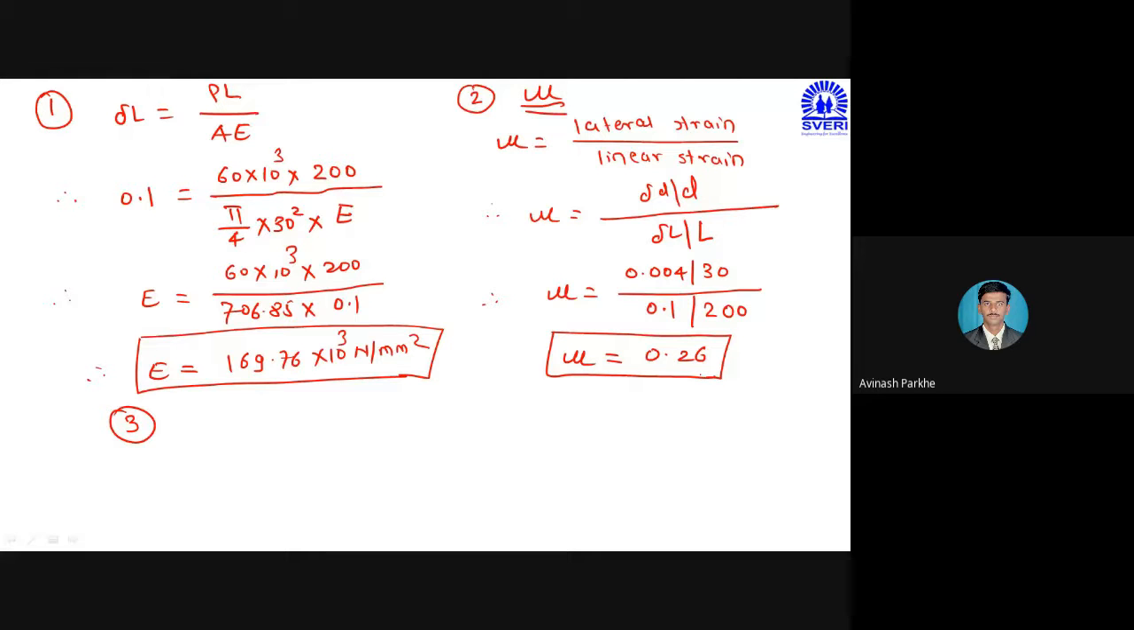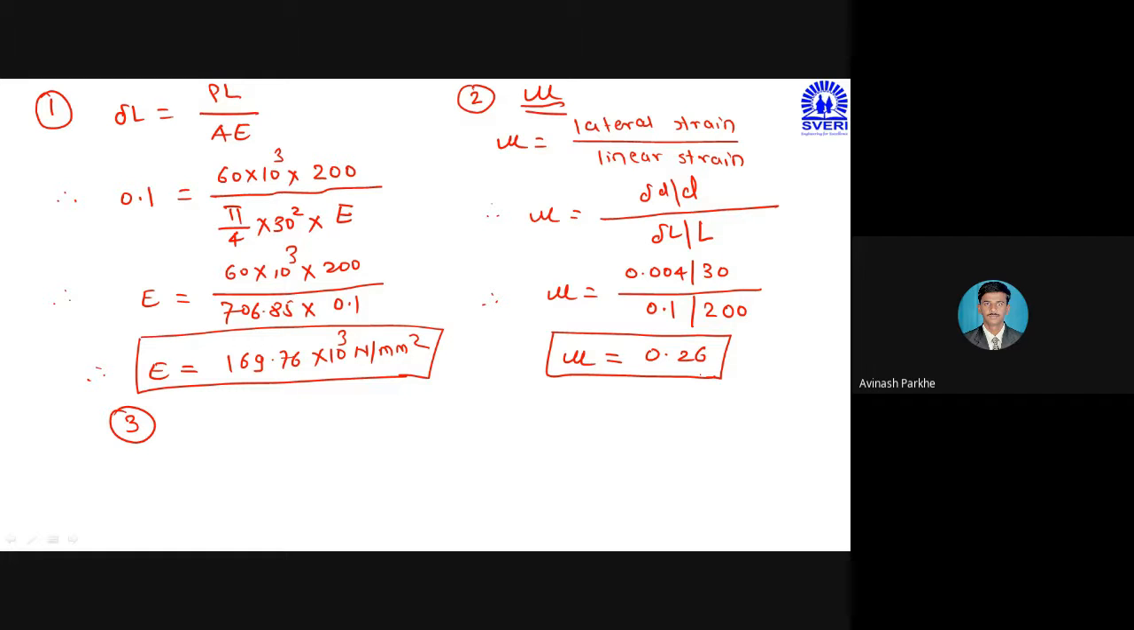Do the calculations properly. First of all, do the calculation of lateral strain, then do the calculation of linear strain separately, and then you have to divide both the terms by each other. That is lateral strain upon linear strain. The ratio of lateral upon linear is called Poisson's ratio mu.